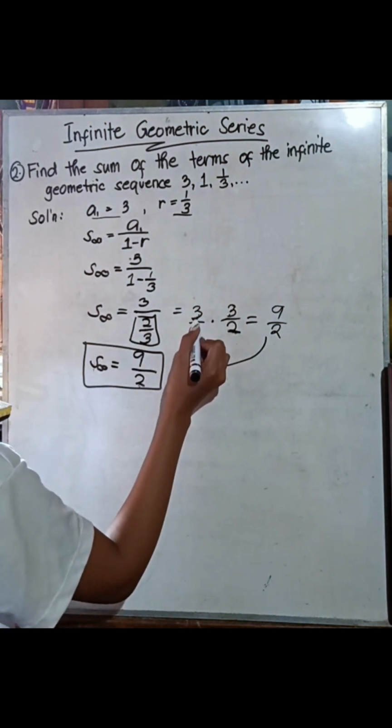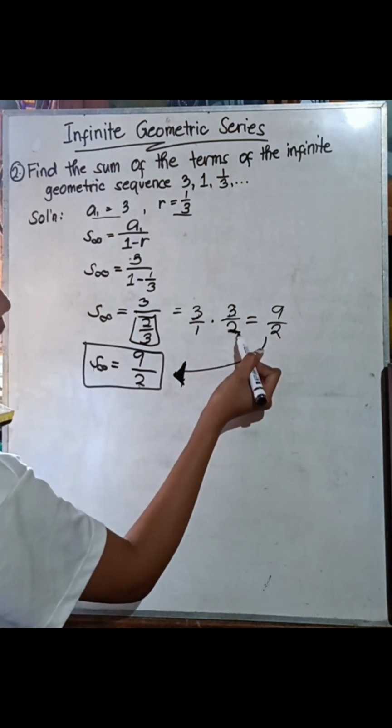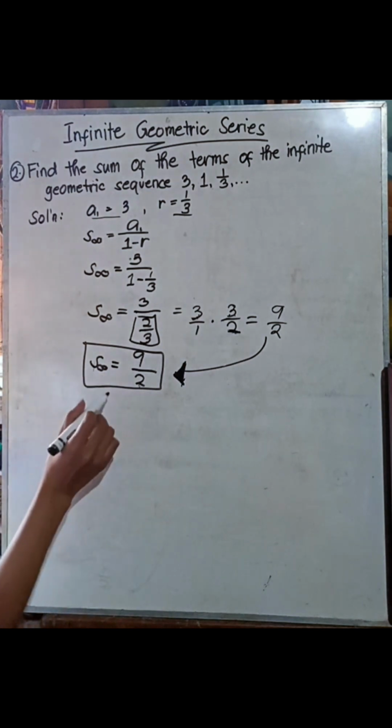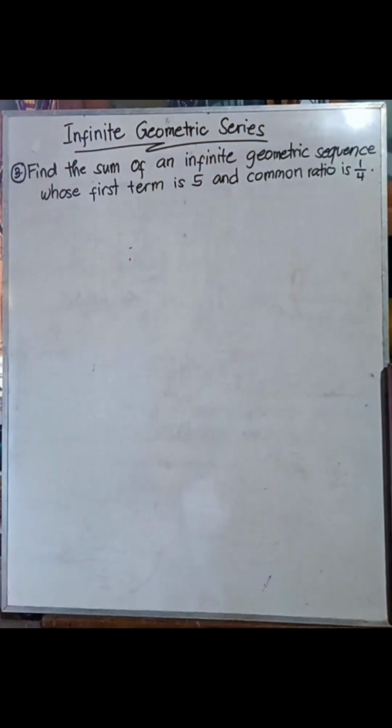Then, multiply numerator by numerator, so equals 9. Then, multiply denominator by denominator equals 2. Therefore, our answer will be 9 over 2. That is how easy it is to multiply fractions. So, let's proceed now to our next example for you to further understand how to find the sum of the infinite geometric series. Now, let us proceed to our third and last example.